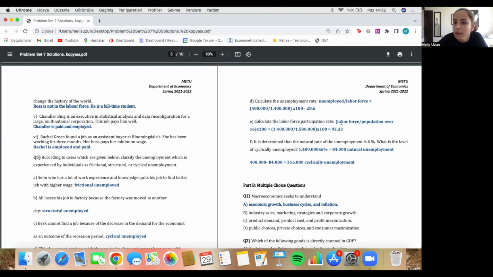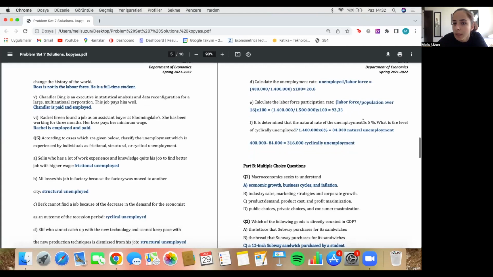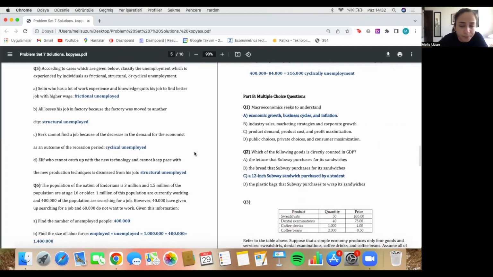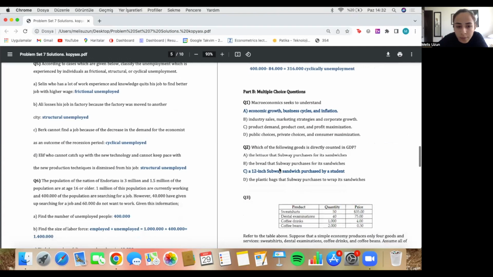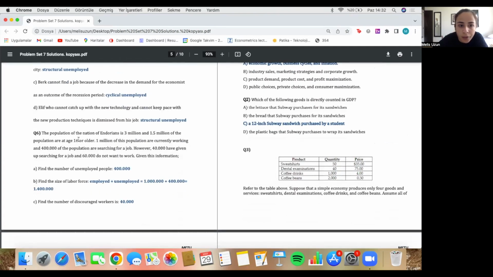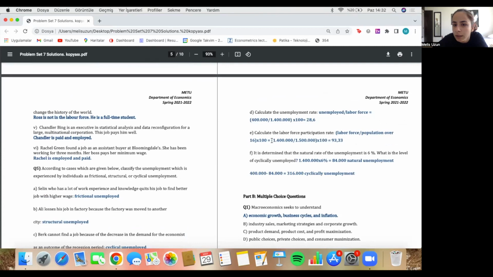Calculate the labor force participation rate. How do we find that? We will divide the labor force by the population over the age of 16. So the labor force, we know that it is this, and the population over age 16, which the information gives us in here, is 1.5 million. So we divide them and multiply by 100, and we will find that it is 93.33.